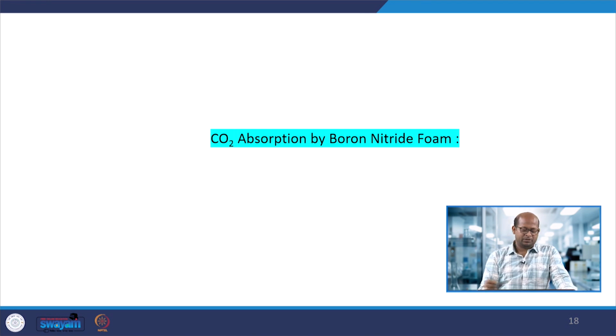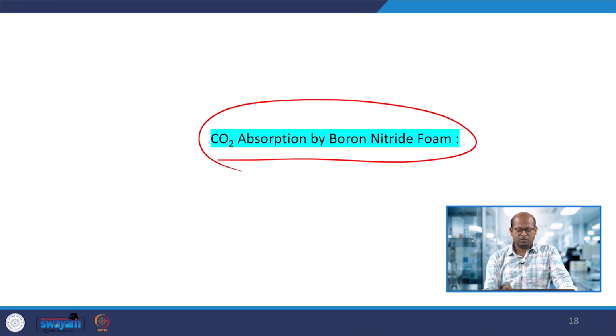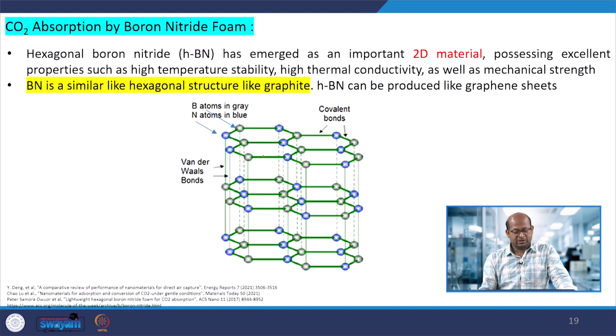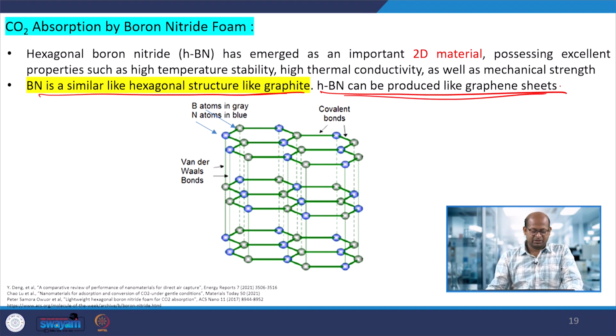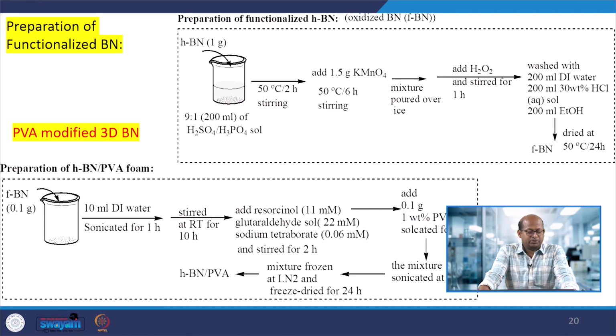So, for CO2 adsorption, boron nitride foams are another nanomaterial that also can be used for CO2 adsorption or separation. This is also similar to graphene type of materials. The structure is hexagonal, similar to graphite, hexagonal boron nitride, which is also like graphene sheets. Okay, so here these are boron atoms and these are nitrogen atoms. If all the atoms are replaced with carbon, that would be graphene or graphite type of material. So that can be functionalized.